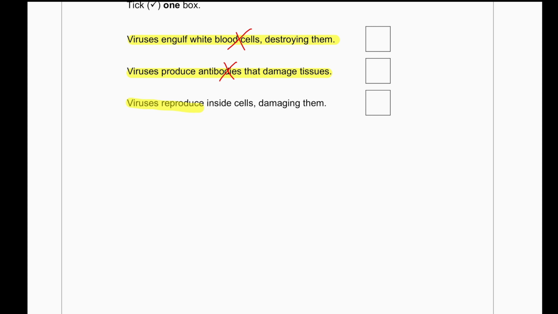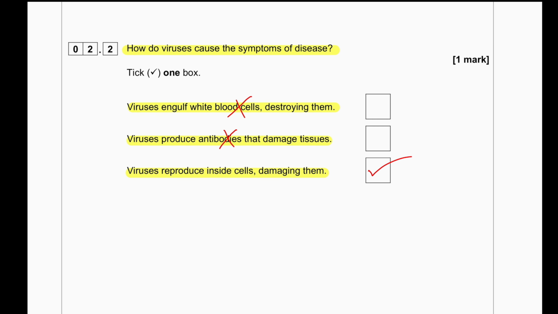Viruses reproduce inside cells, damaging them. This is correct. The only way a virus can make a copy of itself is by reproducing inside a host cell. In that process, it takes over the mechanism of the host cell and ends up killing the host cell in the process.